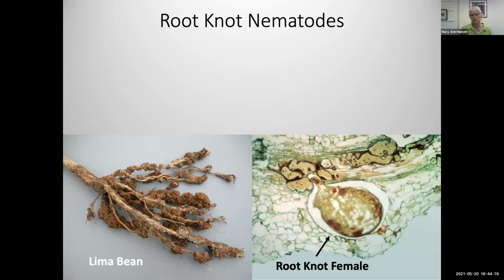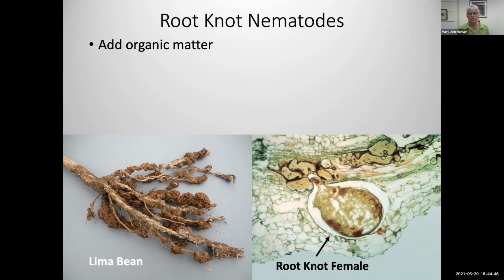In the right-hand picture, you can see a thin section showing a root knot female in a root taken on a microscope. And so you see that sac-like structure with the projection at the one end. That's her head, where she's feeding on those cells, and she's caused the plant to produce those cells around her in that gall. So what can we do about root knot nematode when we don't have any chemical controls?